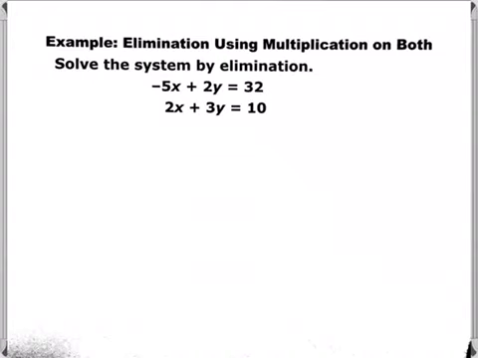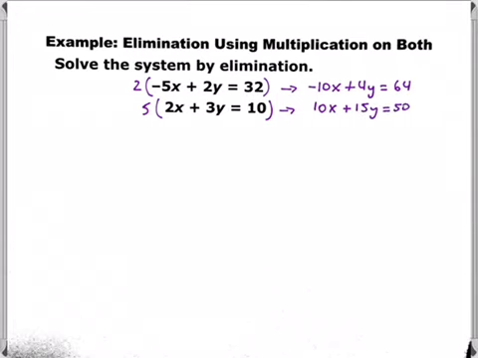So for this one, let's say I want to make my x's cancel out. Well, if I multiply the top equation by 2 and the bottom equation by 5, I should be able to cancel out a negative 10x and a positive 10x. So that means I'm changing both equations. The top equation becomes negative 10x plus 4y equals 64. The bottom equation becomes 10x plus 15y equals 50.